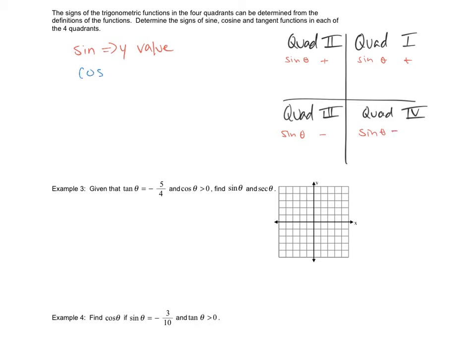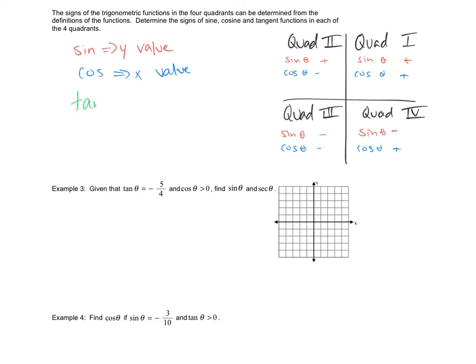The cosine is related to the x value. And so in quadrants 1 and 4, I have a positive cosine. But in quadrants 2 and 3, I have a negative cosine because my x value is negative.